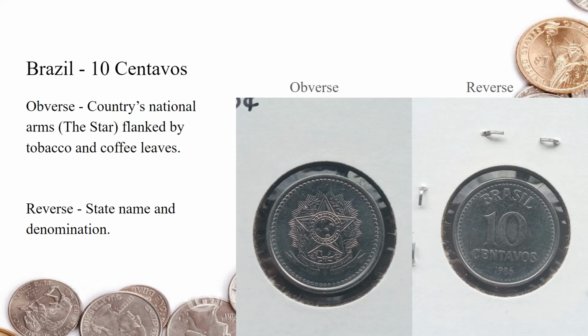And this is important because during Brazil's heyday as a colonial exporter, they had exported a significant amount of tobacco and coffee. That was the biggest exports that they had. The reverse is rather plain. It has the state name, obviously Brazil, as well as the denomination, which is 10 centavos.